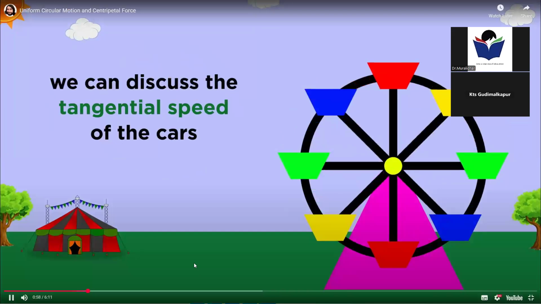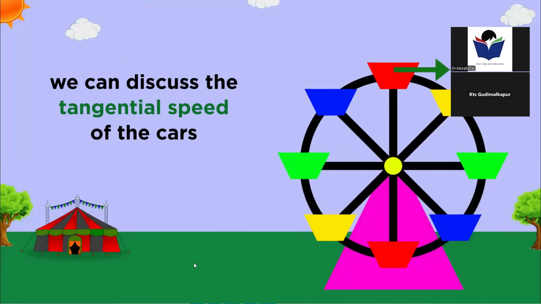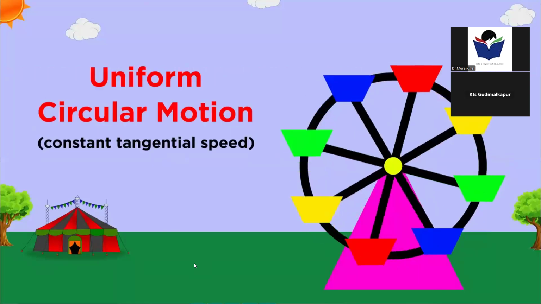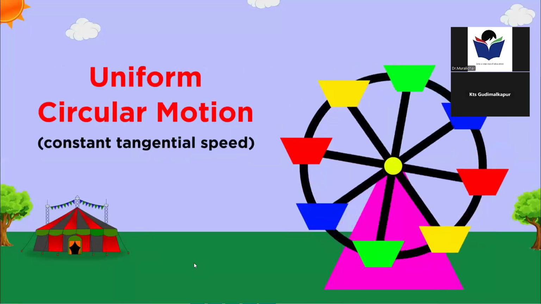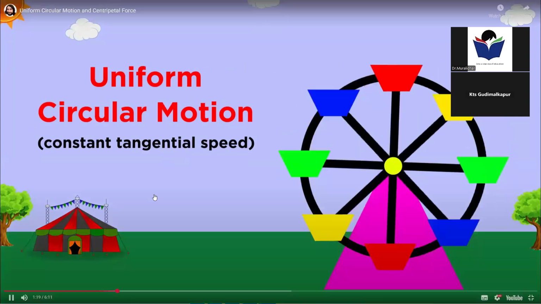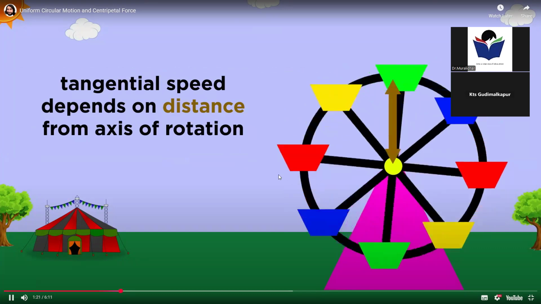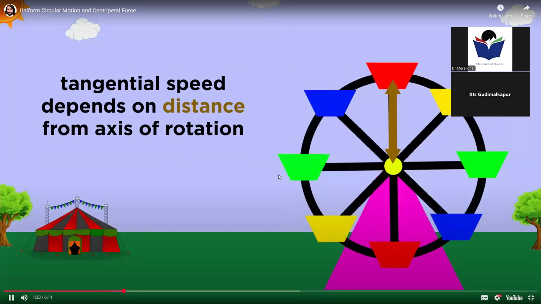To describe the speed of the car, it is common to discuss the tangential speed, because the inertia of an object causes it to try to maintain a straight line path. This is the speed of the car along the tangent line at a particular instant. If this tangential speed is constant, we will call this uniform circular motion. The important thing: there are two types of circular motion, uniform or non-uniform. Uniform is constant speed. Tangential speed will depend on the distance of the car from the axis of rotation.